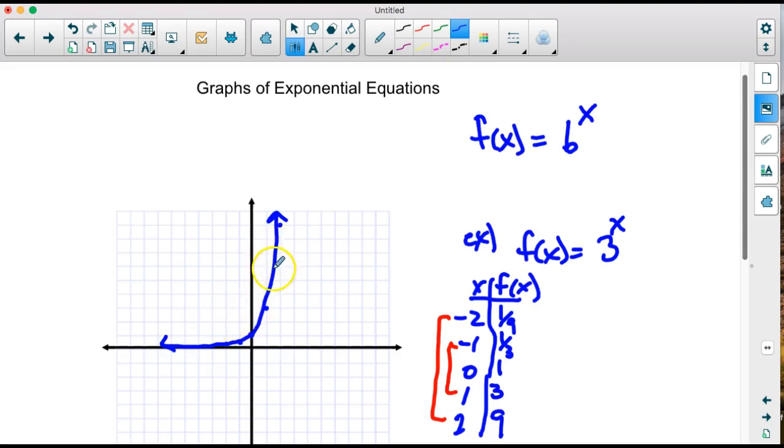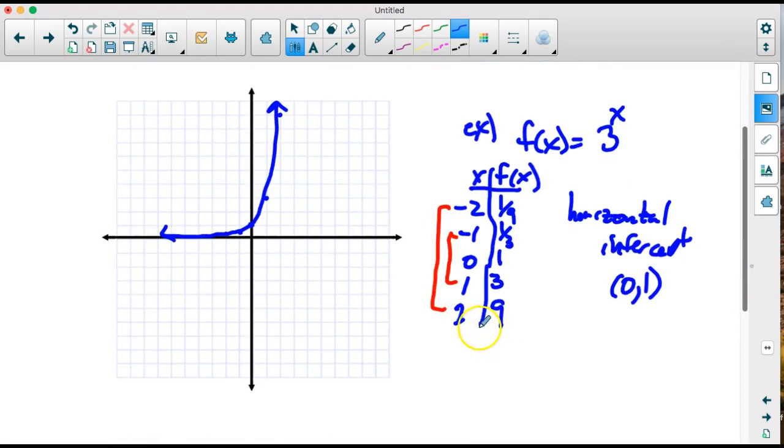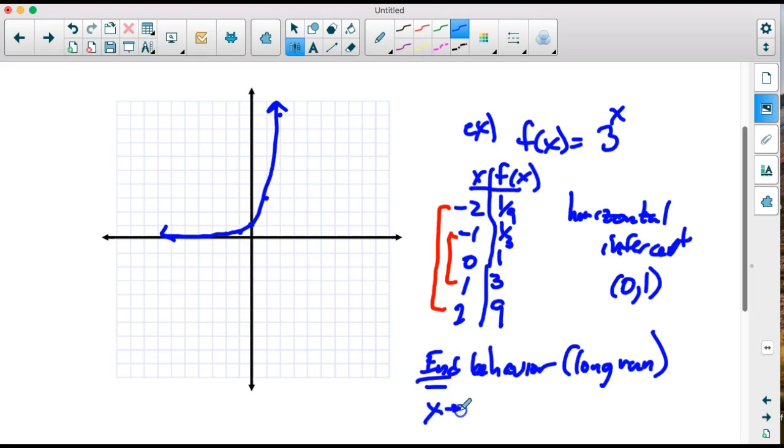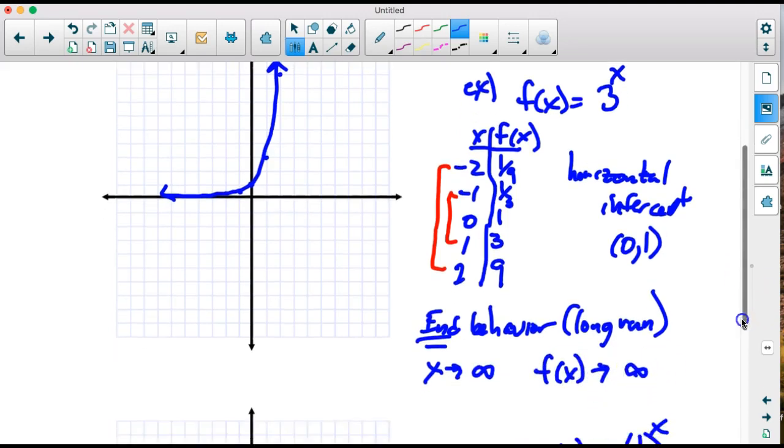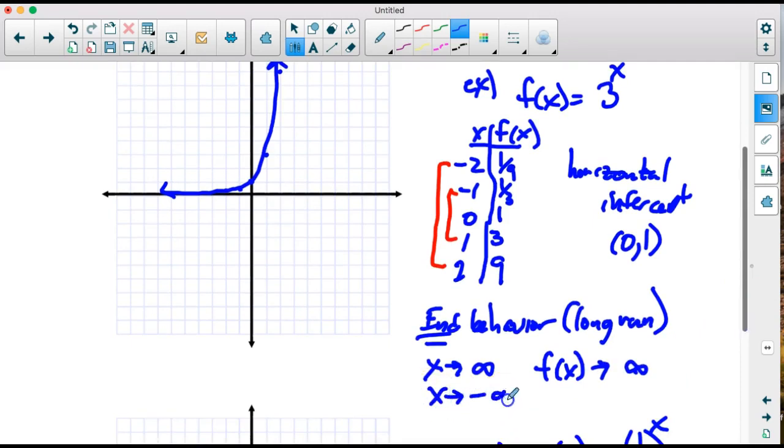You can see that it has an intercept of (0, 1), and any of these that have a base of a whole number is going to have an intercept of (0, 1). We want to look at our end behavior here. Our long run end behavior is as x goes to infinity, f of x goes to infinity, and as x goes to negative infinity, f of x goes to 0. It approaches 0 over here.